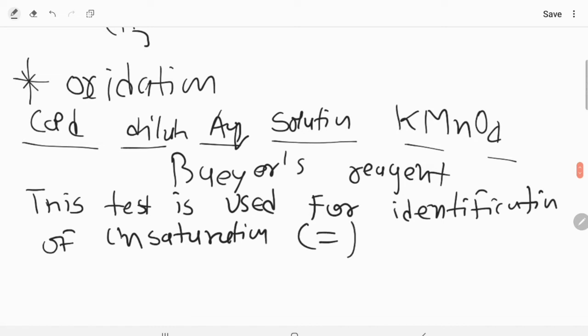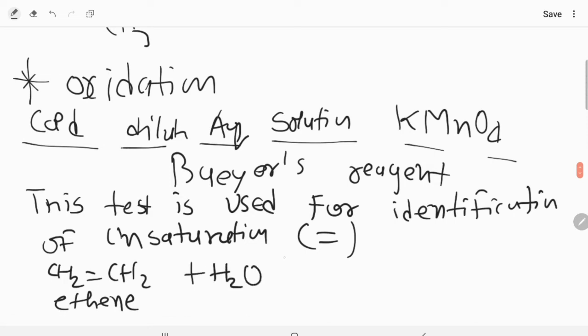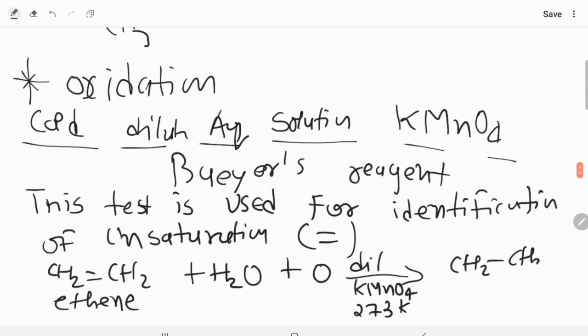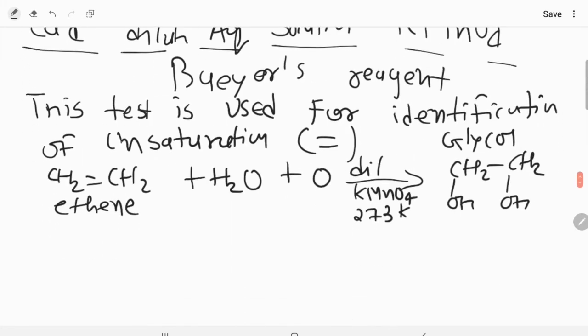Here you have to consider CH2 double bond CH2, which is ethene. Now when ethene reacts with H2O in oxidation with dilute KMnO4, you have to take it cold, so 273 Kelvin temperature. So CH2OH single bond CH2OH, known as glycol, is formed. It's also known as ethane-1,2-diol.